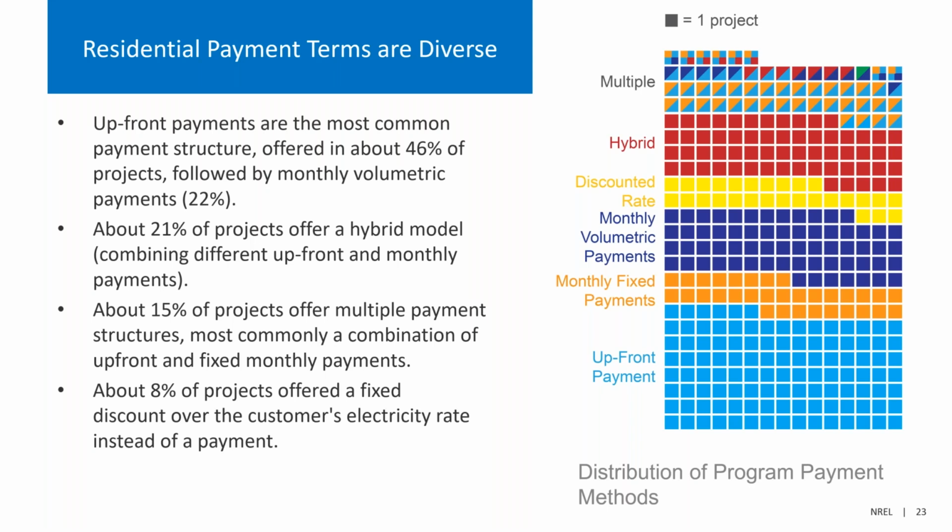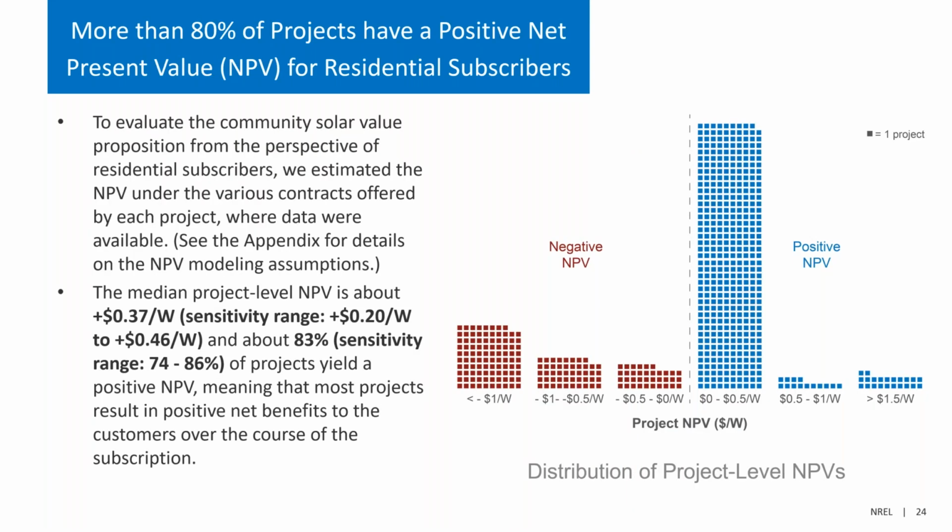So taking these contracts together, our next step was to put them through the cash flow model. And so what we did was we ran each of these contracts through the cash flow model. And what's shown here is the distribution of the net present values for these contracts. So the median project has a positive NPV of 37 cents per watt. Running through the sensitivities I mentioned earlier, the range is 20 cents per watt to 46 cents per watt.